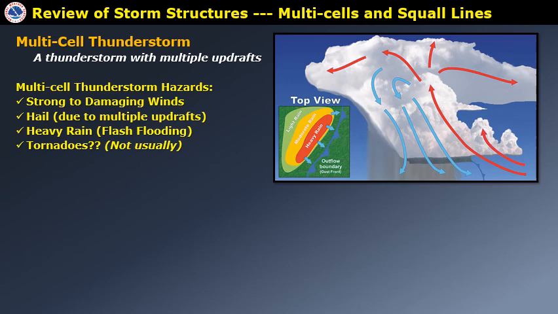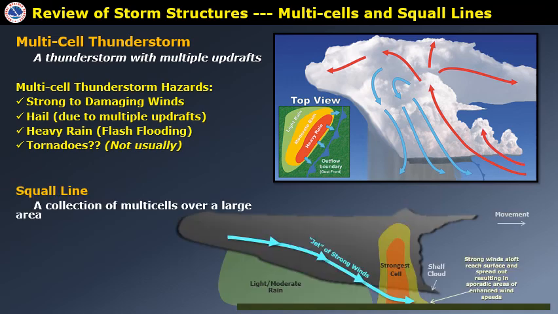Now, a squall line may develop as environmental wind shear increases. Squall lines can really be thought of as a collection of multi-cells over a larger area and persisting with time. The main hazards associated with squall lines are damaging winds, hail, heavy rain, and an increased embedded tornado threat.